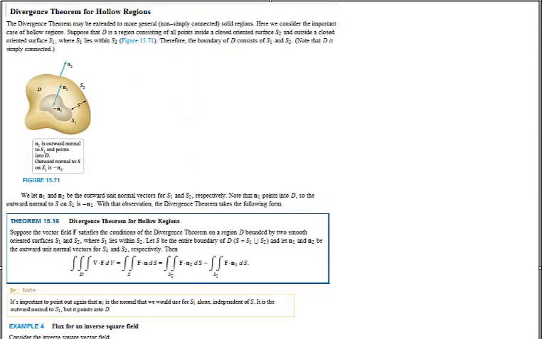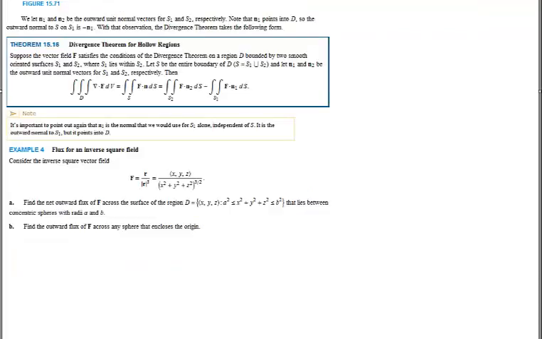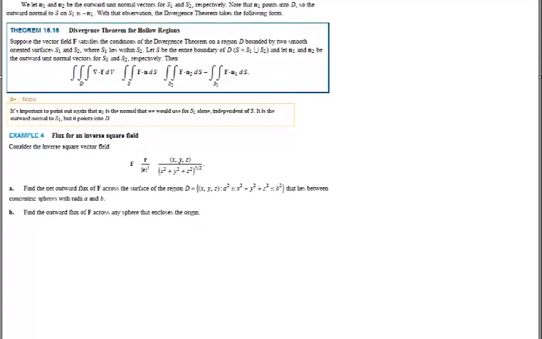We're going to look at the divergence theorem for hollow regions, meaning that we're taking a part out or a part away. Notice the subtraction sign here, so you do the outside minus that inside, that is the hollow part. So we're going to look at the flux for an inverse square field, and we need to, in A, find the net outward flux across that surface.